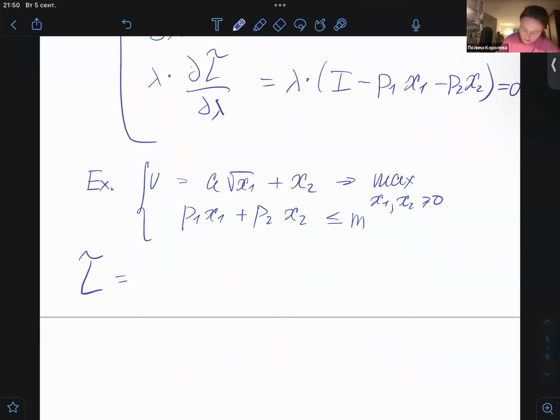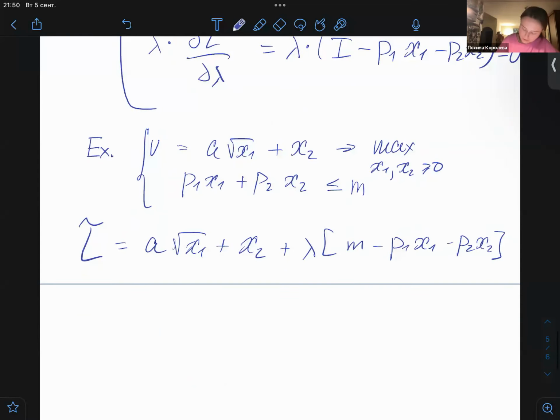So our Lagrangian is our utility function plus lambda times (m minus p1 x1 minus p2 x2). And we should maximize it by choosing x1, x2 greater or equal than 0. Here is this boundary. And for a maximum, the Lagrange multiplier should be greater or equal than 0. You can rewrite these non-negative conditions as minus x1 should be less or equal than 0, minus x2 should be less or equal than 0, and you can solve it by using the previous technique. But now let's solve it by using the Kuhn-Tucker technique.